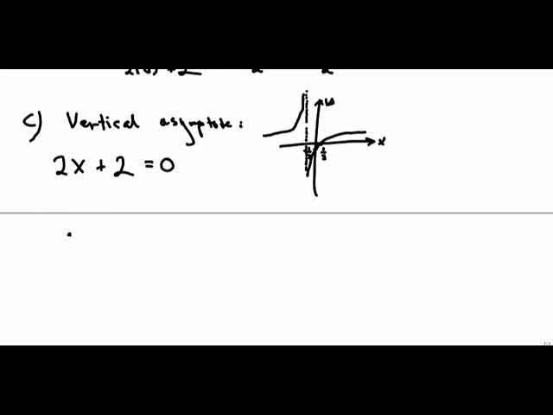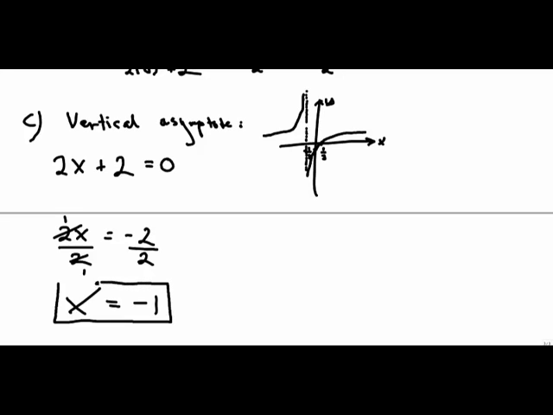So 2x plus 2 is equal to 0. Move plus 2 to the other side. It becomes minus 2. We divide both sides by 2. Minus 2 divided by 2. We can cross out the 2's. We're left with 1, 1. We have x is equal to minus 2 over 2 is equal to minus 1. Okay, so the vertical asymptote, the equation is going to be x equals minus 1. This is the equation of the vertical asymptote.